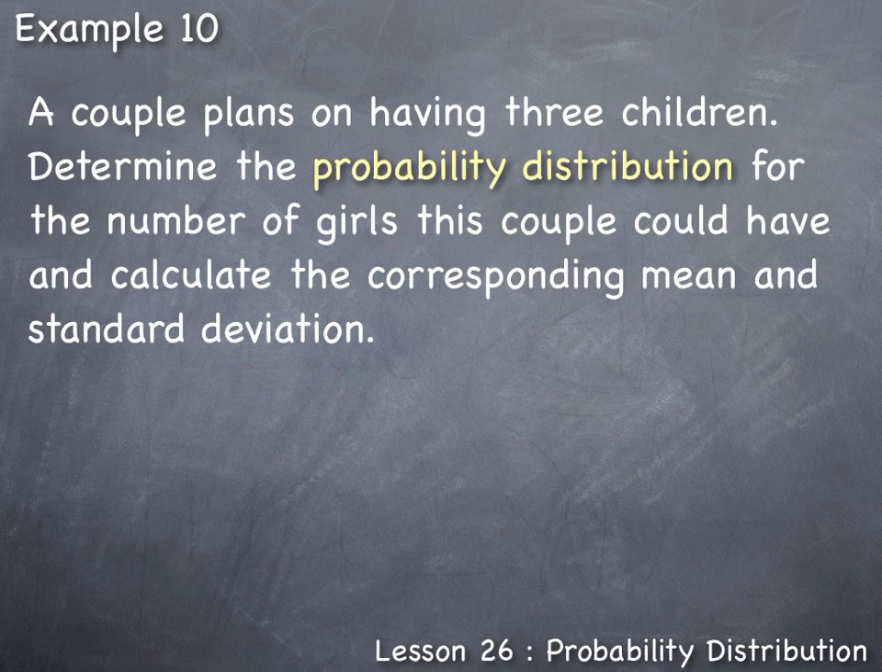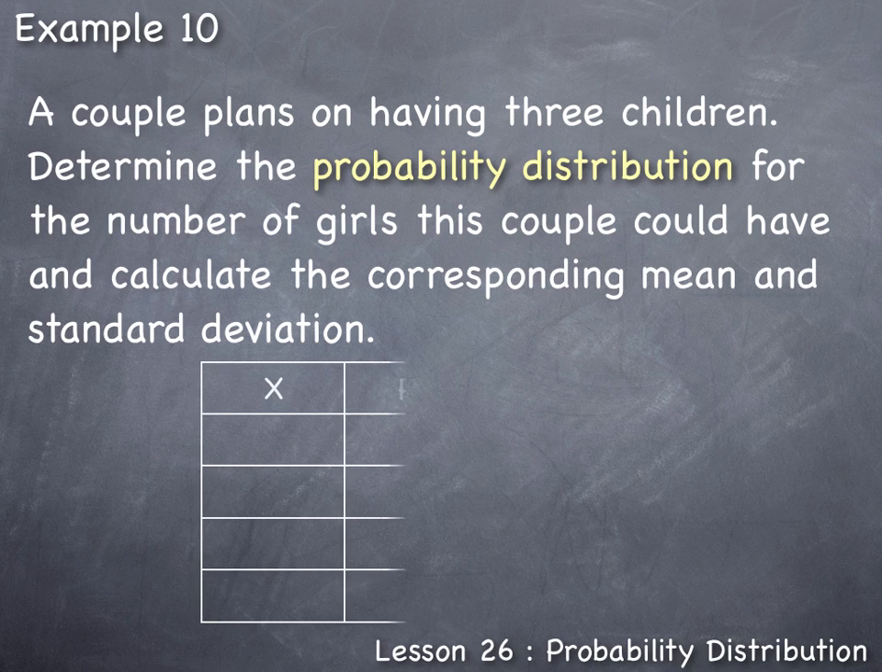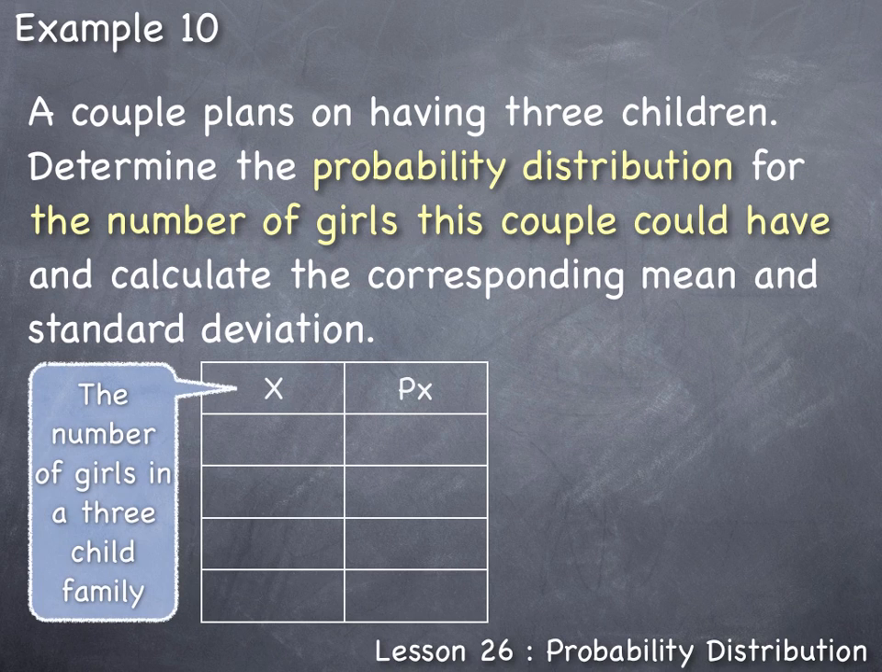To do this, we'll need to come up with either a table, a graph, or a formula, which provides the probability for every possible outcome. In this example, we'll construct a probability distribution table. That is, a table has 2 columns, one listing x, the random variable, and the second one listing p sub x, the probabilities. In this case, the random variable x is the number of girls this couple could have out of the total of 3 children. So x is the number of girls in a 3-child family.